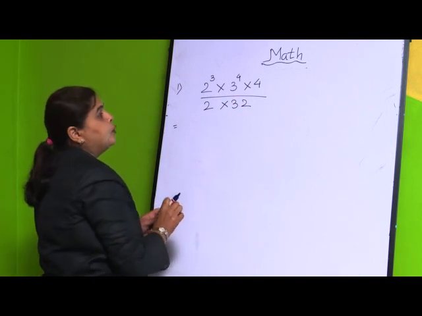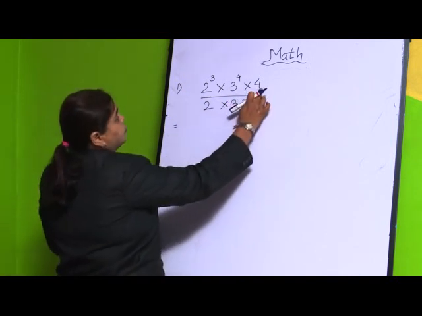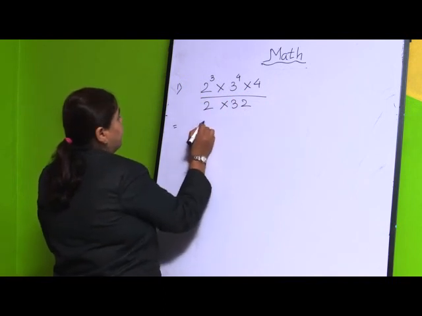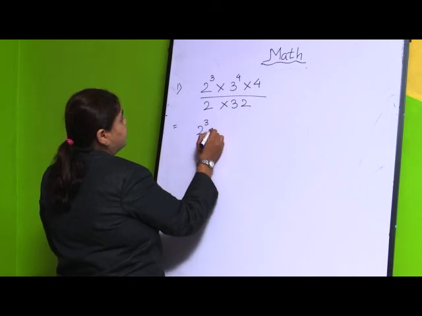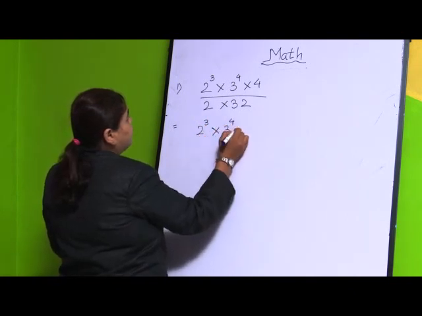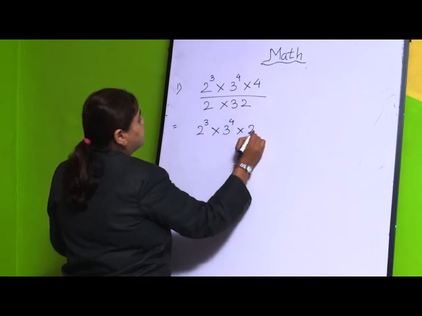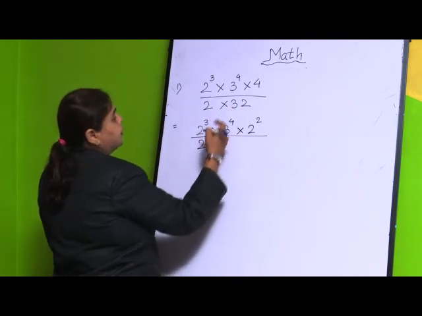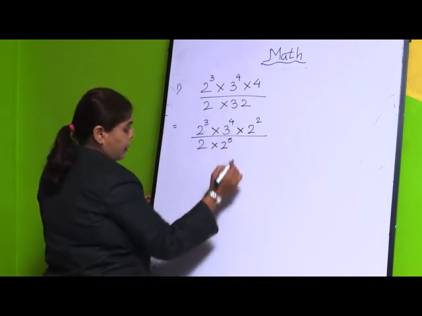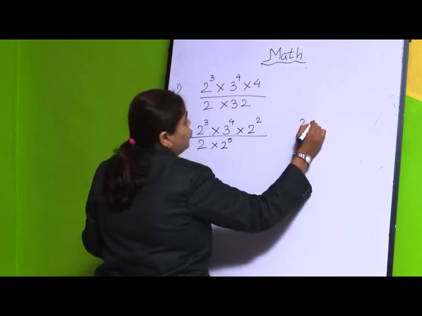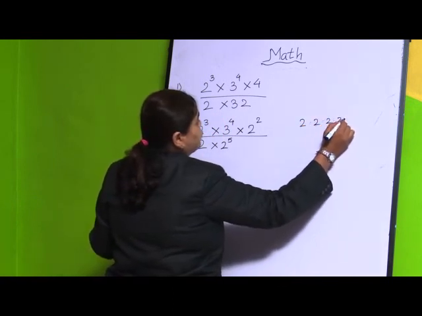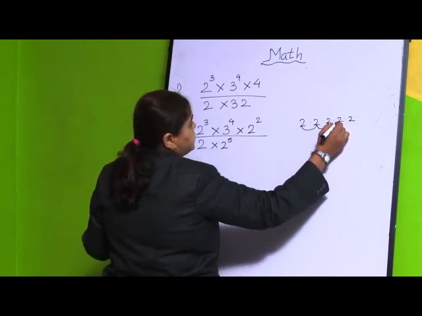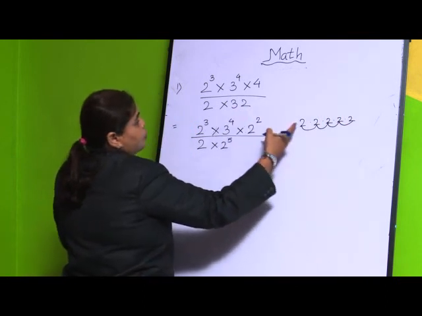Now, I told how first we will try to solve this 4 and 32. So, what we will write here is same as it is, 2 raised to the power of 3 into 3 raised to the power of 4 into 4 can be written as 2 square. Here 2 into 32 is written as 2 to the power of 5. How I will show you? 2 into 2 into 2 into 2 into 2 into 2. 2 2s are 4, 4 2s are 8, 8 2s are 16, 16 2s are 32. So, how many times 2?